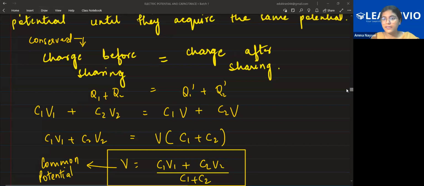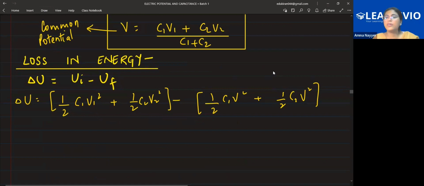Okay, class. Now let's see the loss in energy. There was an initial energy which we have seen, and a final energy which we have seen, right? When we take the difference between initial and final energy, we get the loss in energy. Now, why are we considering initial minus final? The reason is that we want the loss in energy, so our answer can absolutely come in negative otherwise. That's why we have taken initial minus final.